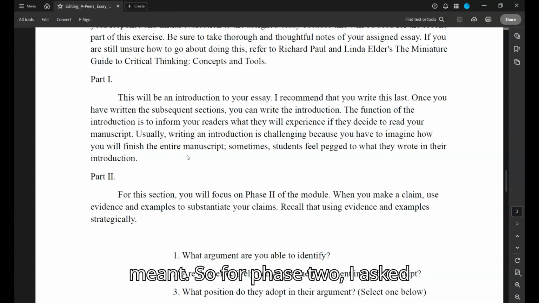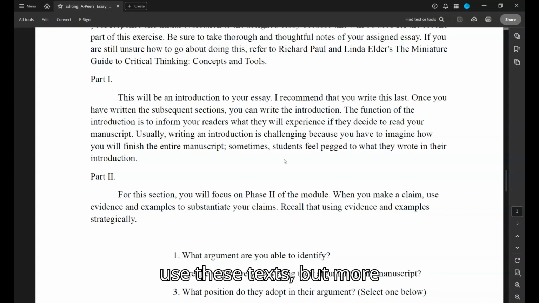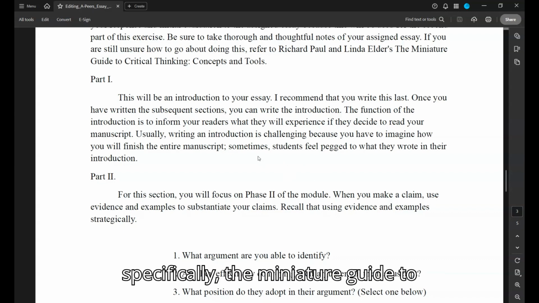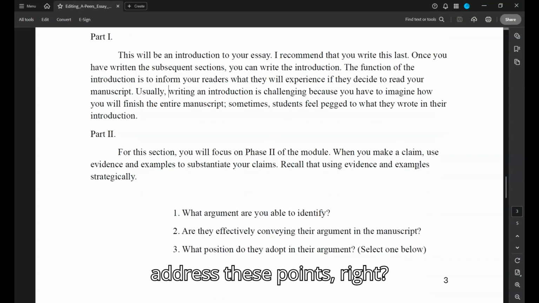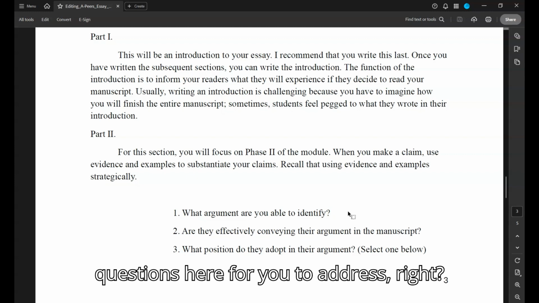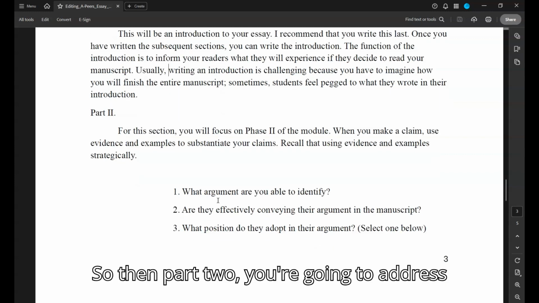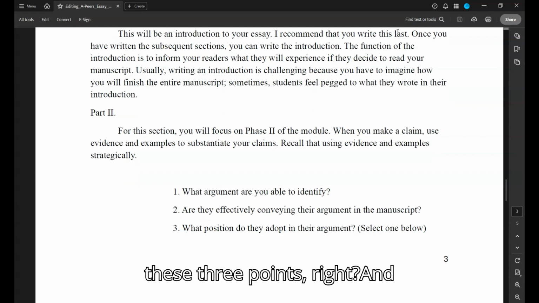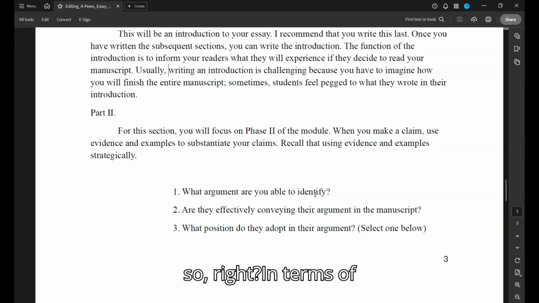For phase two, I asked you to use the miniature guide to critical thinking and how to write a paragraph. You're going to use these texts, but more specifically, the miniature guide to critical thinking, to help you address these points. I also put these questions here for you to address. So for part two, you're going to address these 3 points, and each is going to be a paragraph or so.